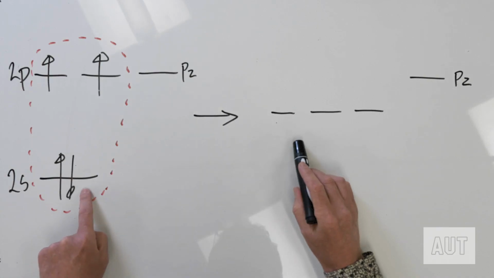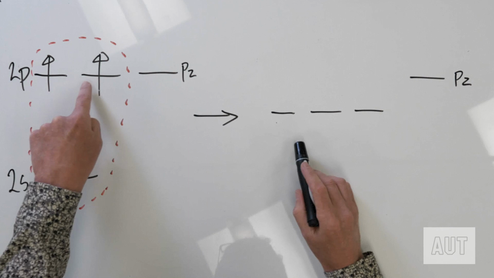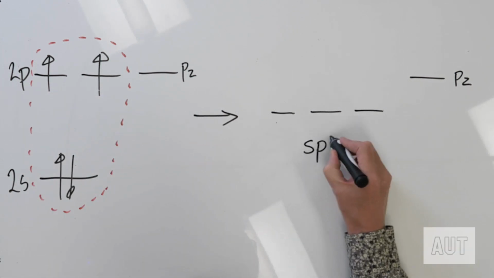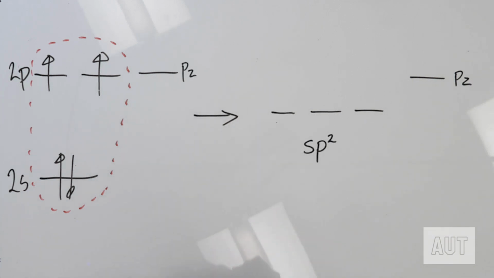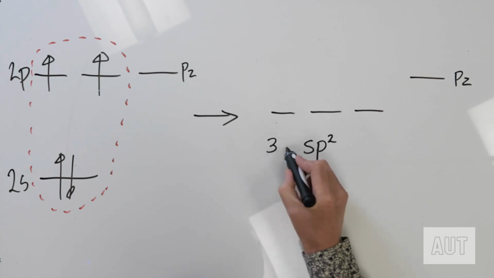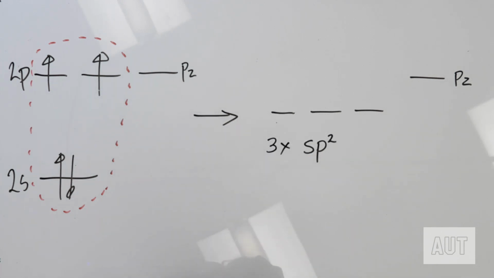But now the big difference is we've got 3 hybridized orbitals, okay, which are made up of a single s orbital and 2 p orbitals, and so we're going to call these sp² hybrid orbitals. And we've got 1, 2, 3 of those. 3 sp² hybrid orbitals. So that's where the hybridization process gets us in this case.